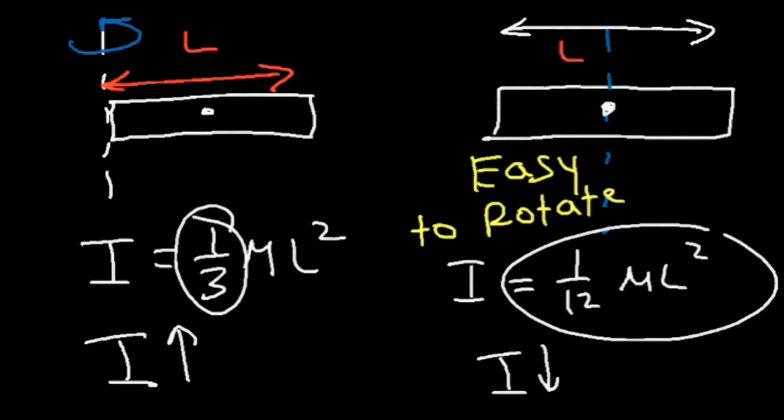On the left side, it's going to be harder to rotate, since there's more inertia, there's more resistance to rotation. Now let's derive a generic formula for inertia.